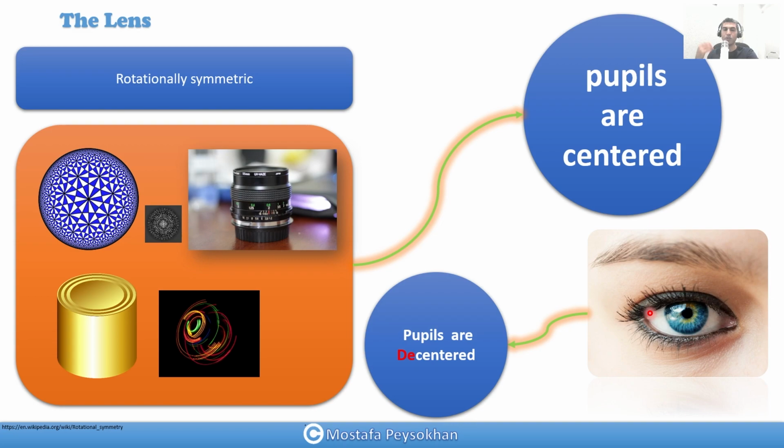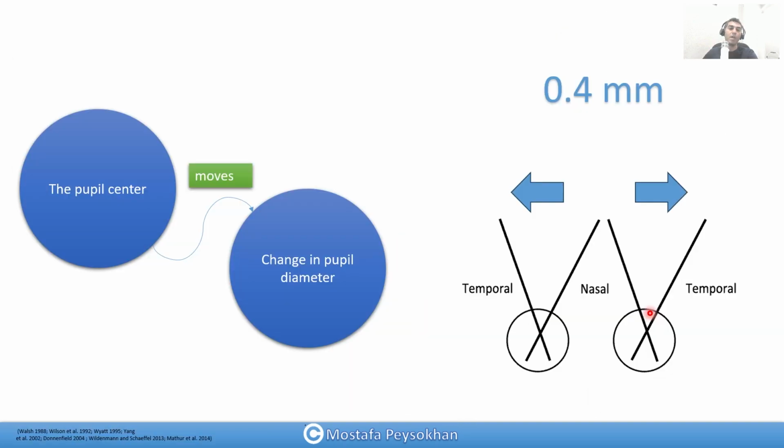But in this case, we're going to talk about the stop of our optical system, which is decentered. So what does it mean? It means that when the pupil diameter is changing, it is not changing from the center. It actually is changing the diameter, and the center of that radius of curvature, that circle, is also moving. And for our eye, this is the nasal side, and this is the temporal side.